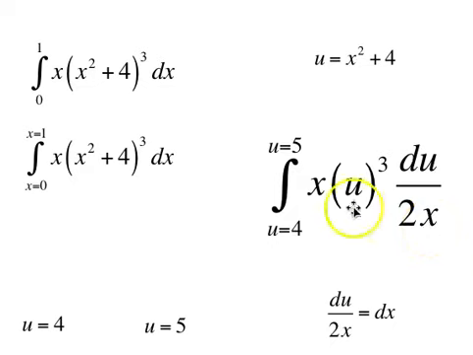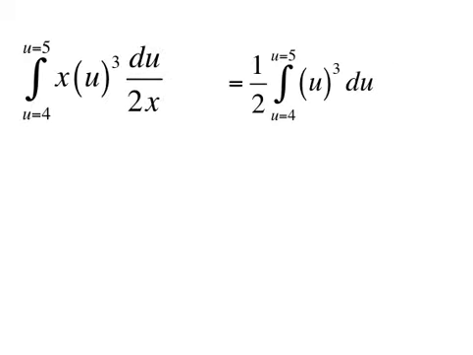For this strategy to work, all of the x's must divide out, and you notice they do. x divided by x goes away. This 2 that I have downstairs is really 1/2, so we could pull the 1/2 out in front. And I'd be left with 1/2 integral from u goes from 4 to 5 of u cubed du. And again, we're very happy all of the x's are gone. No x's in the argument. It's du and no x's in the endpoints. So we can just go ahead and finish the problem.